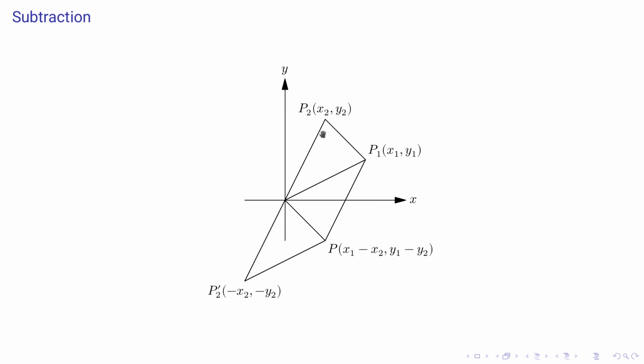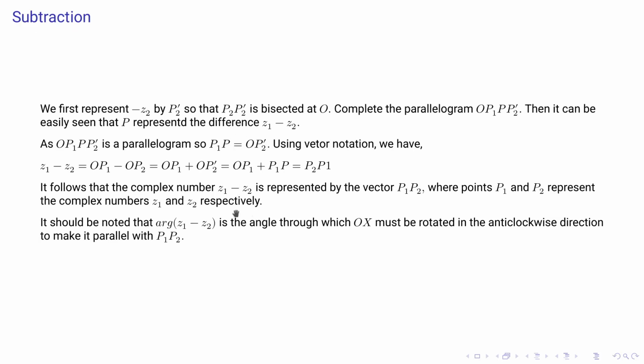So the only thing we have done is take a negation of P2 and use that instead of P2, and the rest of it is just the summation. So the final value of subtraction will be x1 minus x2, and the y coordinate will become y1 minus y2. The same thing is covered in theory here. You can read this.